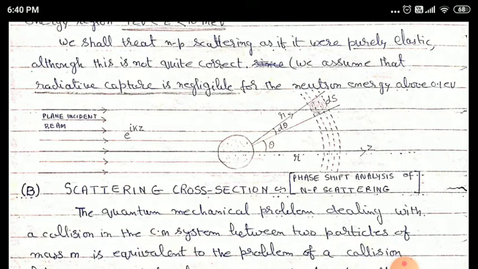Now, watch this diagram. There is a plane incident beam of neutrons shown by arrows, and this beam is represented by e raised to the power i k z, and there is a circle which represents the target nucleus, meaning the proton in this case, which we can assume is placed at the origin O.